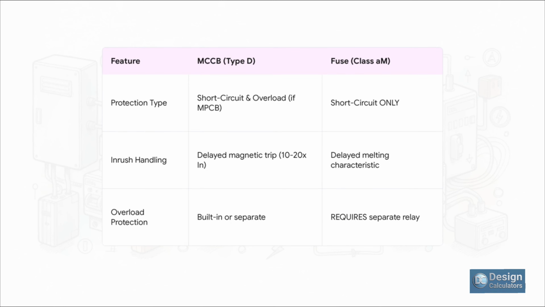Look at the MCCB, specifically a motor protection circuit breaker, or MPCB. It's an all-in-one deal. It gives you both short circuit and overload protection in a single device. Now look at the fuse. A Class AM motor protection fuse is different. It's designed for one thing and one thing only, short circuit protection. It provides zero protection against smaller, long-term overloads. So, and this is the critical takeaway, if you use an AM fuse, you absolutely must pair it with a separate thermal overload relay. It's not optional.